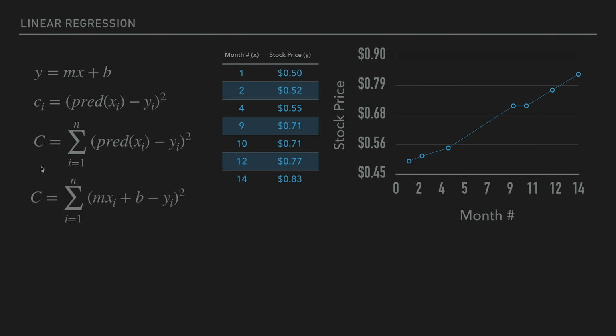So we can rewrite this total cost as m times x_i, so the ith x, plus b, which should be the same regardless of the y value, minus the y value for that x value, squared, and then just keep adding them together. So you might be wondering, why is this the cost function? Why does this particular formula work? First of all, we can see the subtraction element of it, which is just to measure the distance between one point and the other.